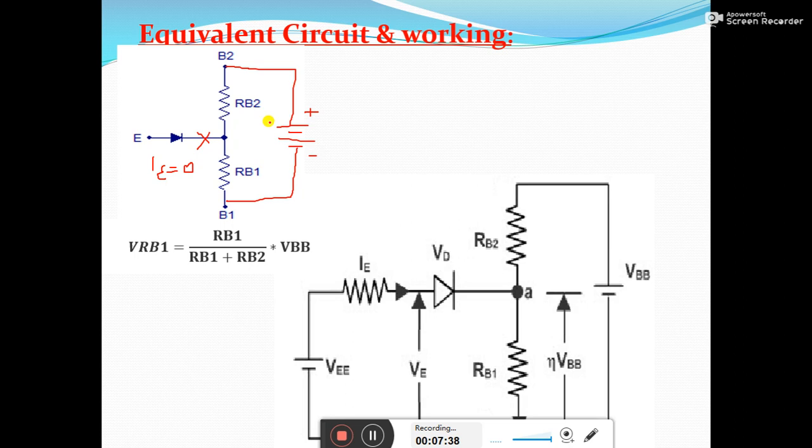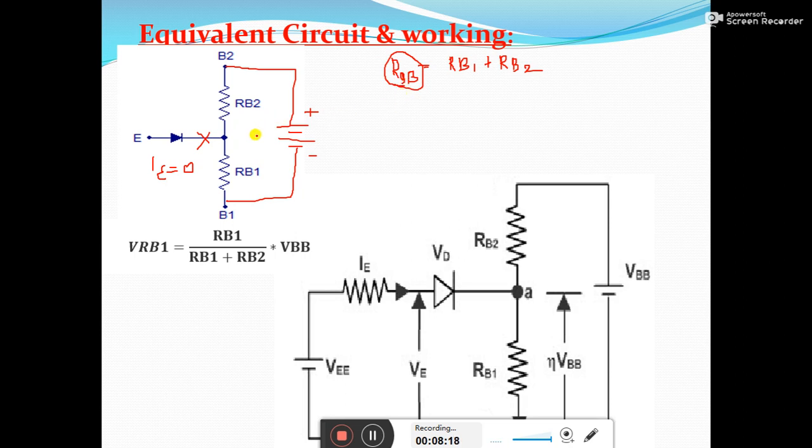Now if you see the equivalent resistance here, since RB1 and RB2 are assumed to be connected in series, the equivalent resistance will be the sum of these two, that is RBB will be equal to RB1 plus RB2. So let's say this is RB1 and RB2. This RBB is referred to as the interbase resistance.